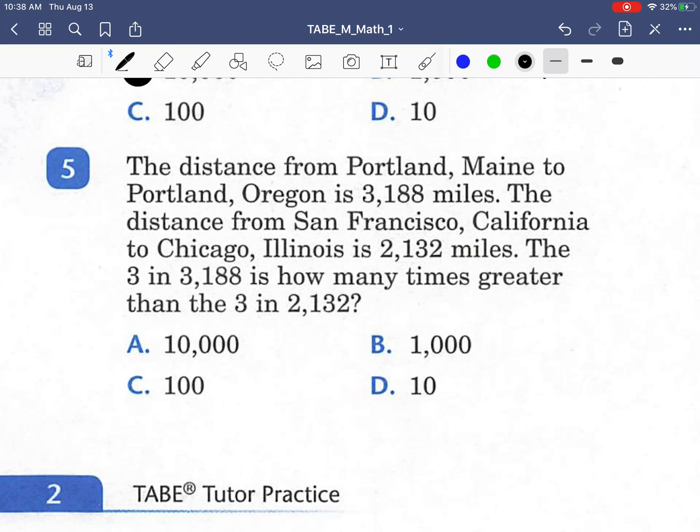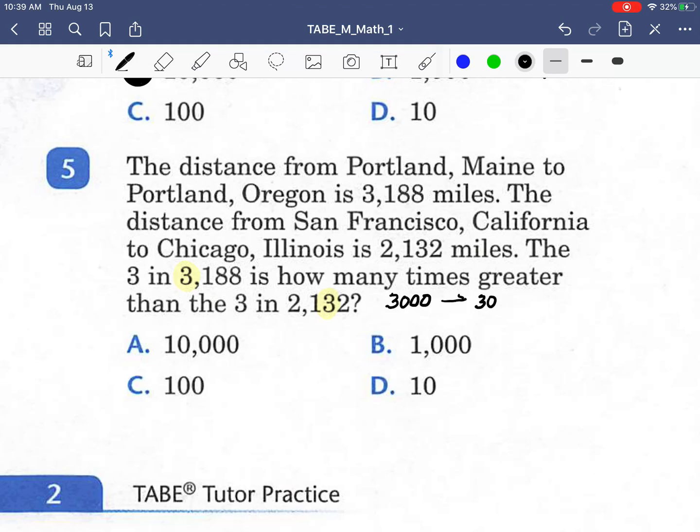Number 5. The distance from Portland, Maine to Portland, Oregon is 3,188 miles. The distance from San Francisco, California to Chicago, Illinois is 2,132 miles. The 3 in the first one is how many times greater than the 3 in the second one? So let's take a look at the 3 in this number and the 3 in this number. The first one is a 3,000. The second one is a 30.